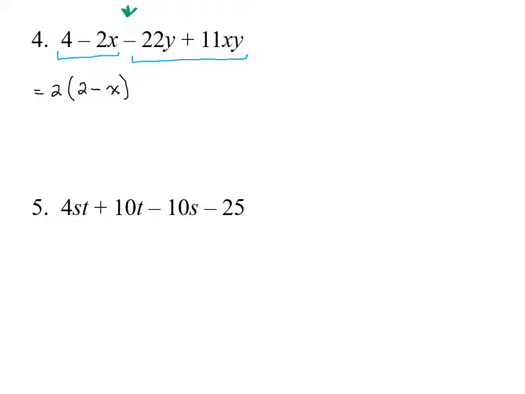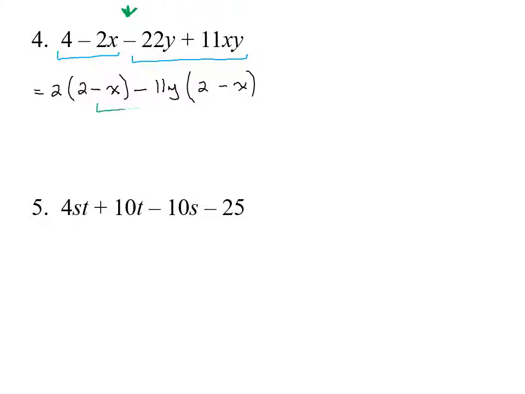And remember, you're just dividing it. The 4 divided by the 2 leaves you the 2 in the middle, in the parentheses. The 2x divided by 2 leaves you just an x left over. Between the 22y and the 11xy, there's an 11. 11 will go into both 11 and 22. And there's a y on both of them. So I'm going to pull off a negative 11y. Again, negative because of the minus sign that I have the arrow above. So negative 22y divided by negative 11y will give you 2. And 11xy divided by negative 11y gives me negative x.